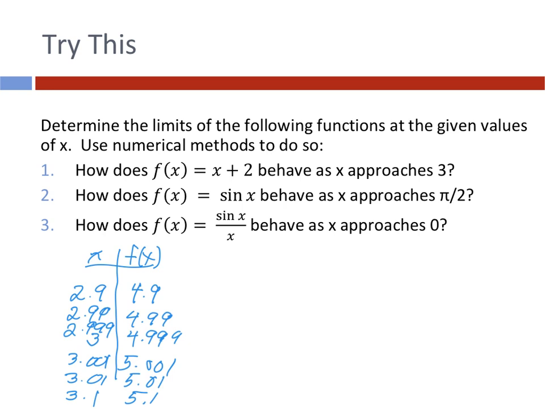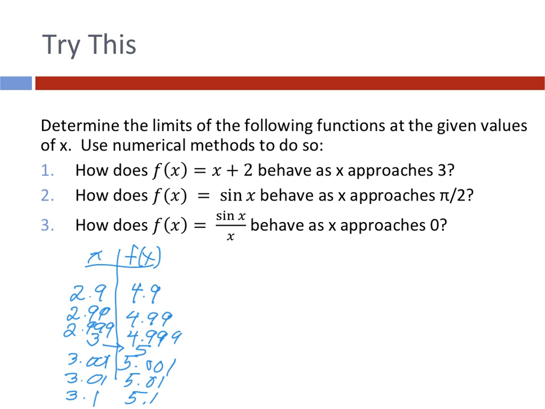5.001. And we can see that the limit is approached, these values here on the left side, 4.999, that's approaching 5, and 5.001, those values are also approaching 5. So we can say that the limit as x approaches 3 of f of x is equal to 5. All right, so let's try the next one together.